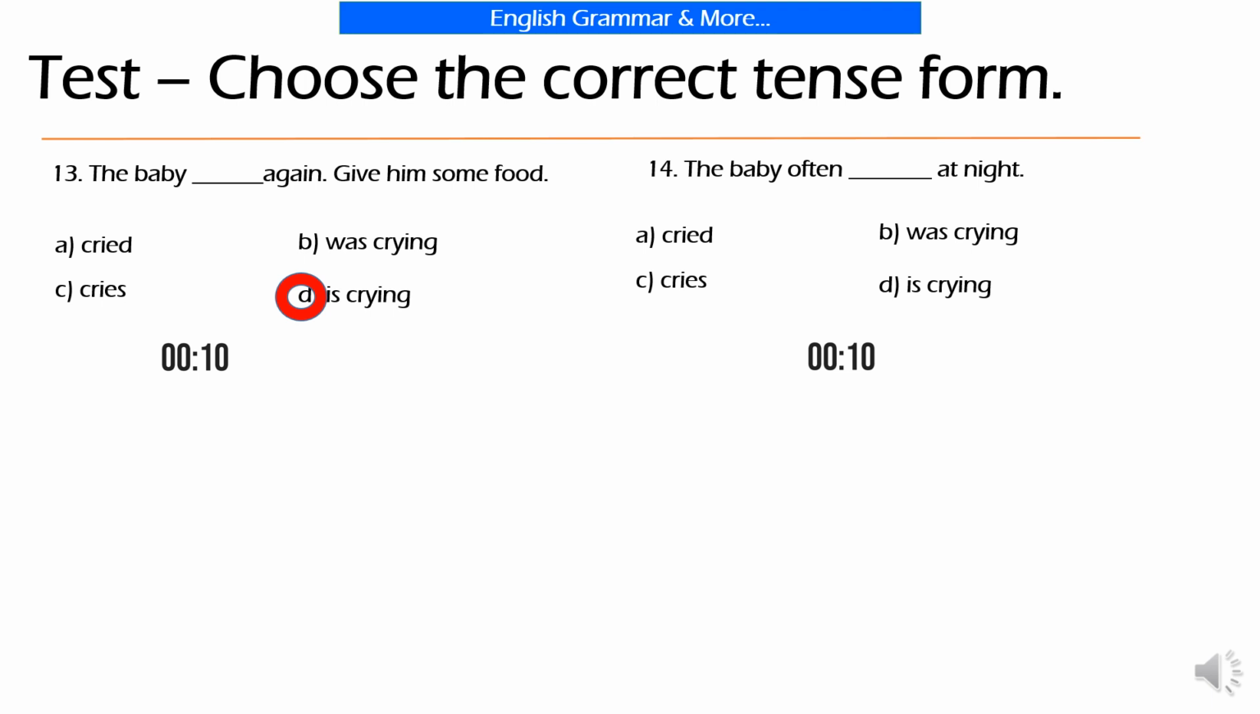Question 14. The correct answer is C. The baby often cries at night. Here, we have chosen the present indefinite tense form because in this sentence, the time adverb often refers to the present indefinite tense form.